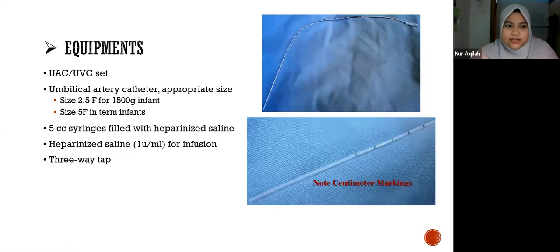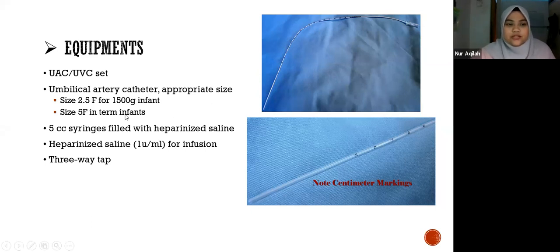So these are the equipment that we need. First, we need the UAC set. Then we need the umbilical artery catheter, here with the appropriate size accordingly. In a term infant, we'll use size 5 French. Meanwhile, in infants of 1,500 grams and below, we'll use size 2.5 French. On the umbilical catheter there is a marking in centimeters, for us to see how deep we have inserted it. Later, we will look at how deep we should insert the umbilical artery catheter. There is a calculation for it.